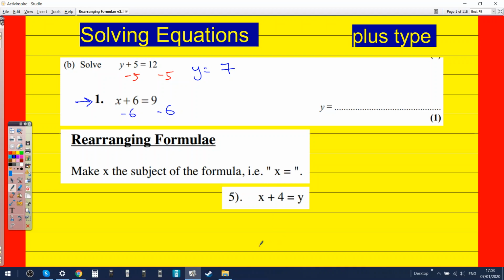Make X the subject means rearrange it to get X equals and something on the other side. What would you do there? So X equals 3. So this is just a totally different question. So if this was an equation that you needed to solve, what would you do?